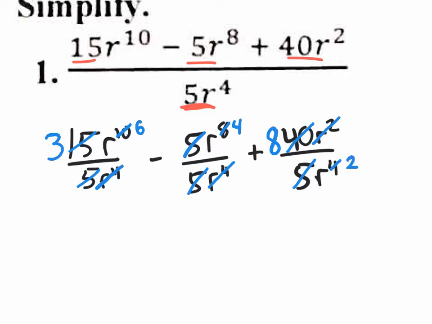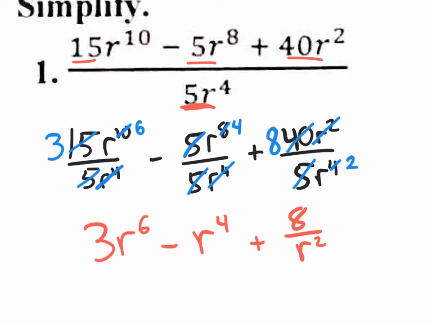So what's my answer? My answer is 3 r to the 6th. No more fraction. There was nothing left over on the bottom. My second term is going to be r to the 4th minus r to the 4th. No more fraction because there was nothing left over on the bottom. And my third term will be a fraction. It'll be plus 8 over r squared. Way easier than long division, huh?